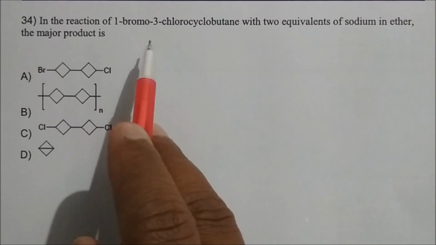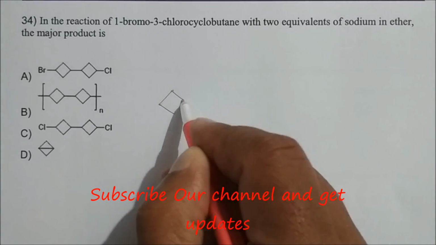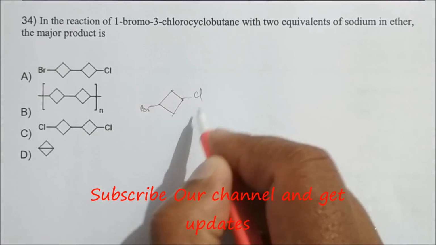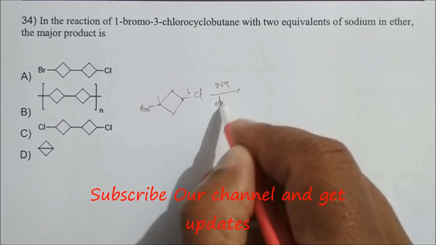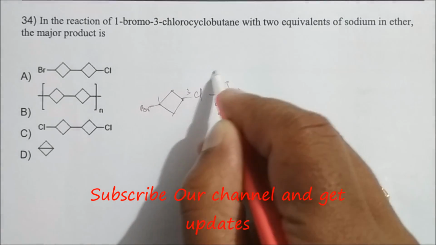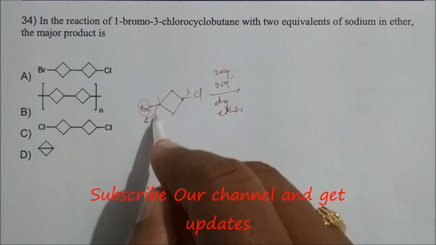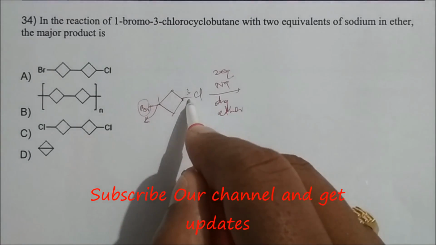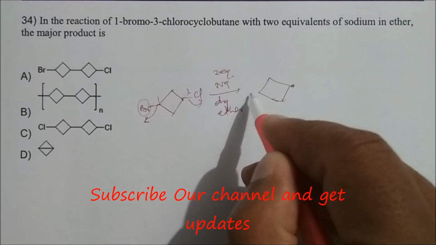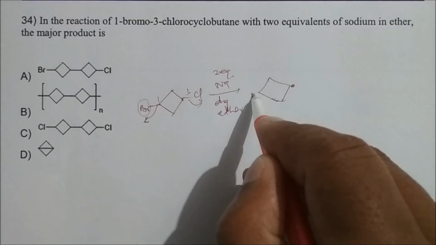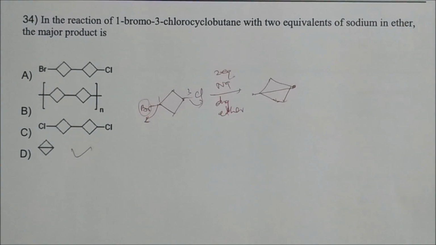In the reaction of 1-bromo-3-chlorocyclobutane with 2 equivalents of sodium in ether. So this is cyclobutane, with Br and Cl at positions 1 and 3, reacting with sodium in dry ether, and we are taking 2 equivalents of sodium. Definitely Br will go out first because it is bigger in size, and after that this becomes a free radical, followed by Cl being removed. So there will be 2 free radicals, one here, one here. Then this will attack this one, so you will get this compound. So as per the answer, D is the correct answer.